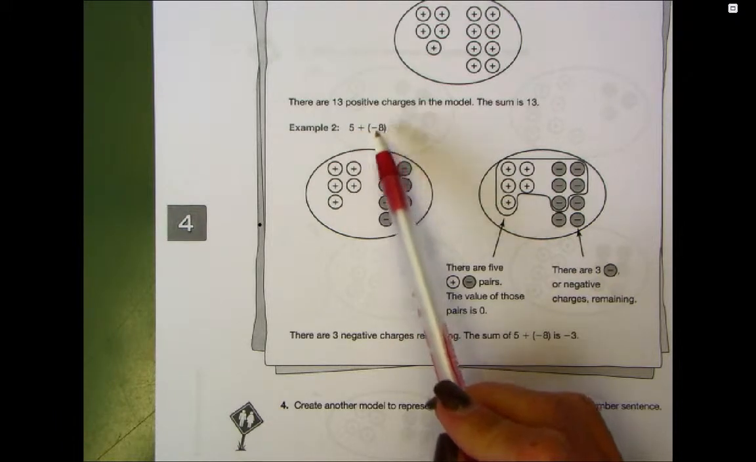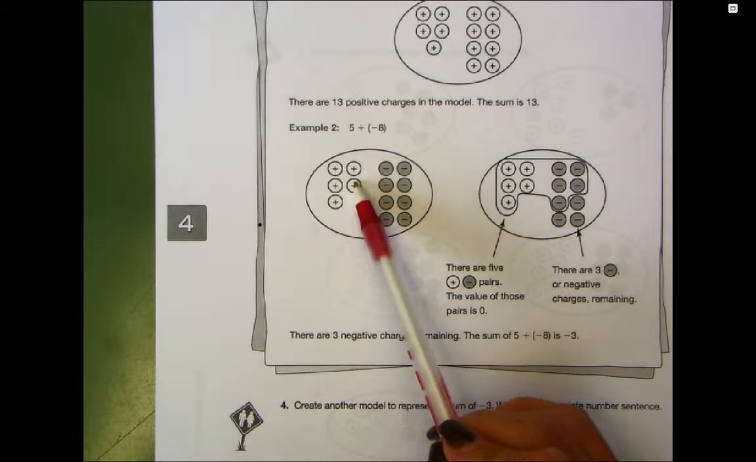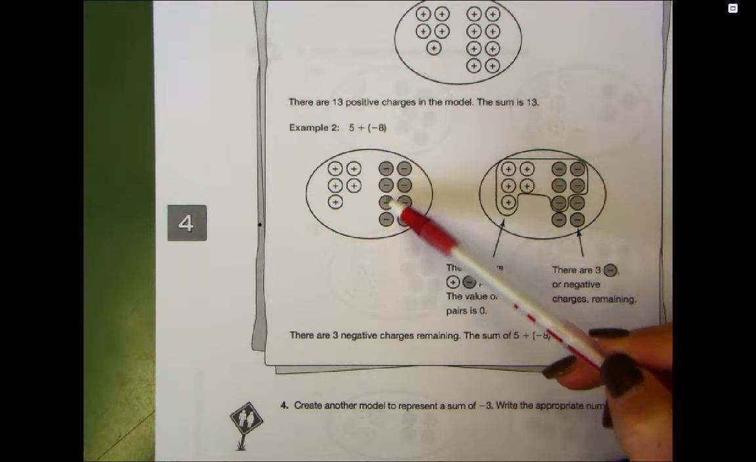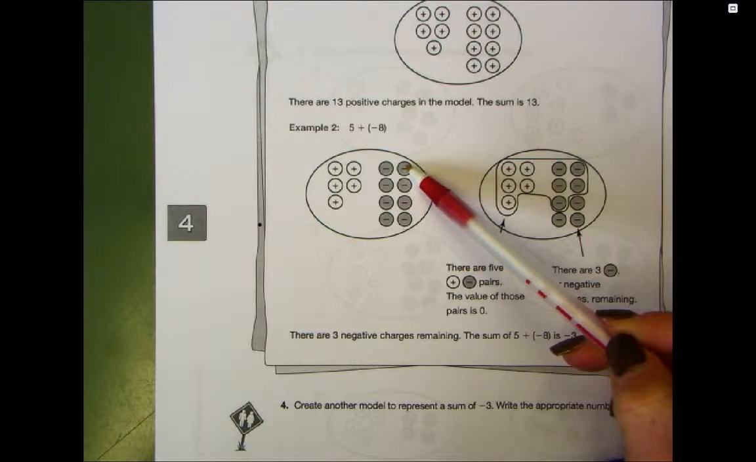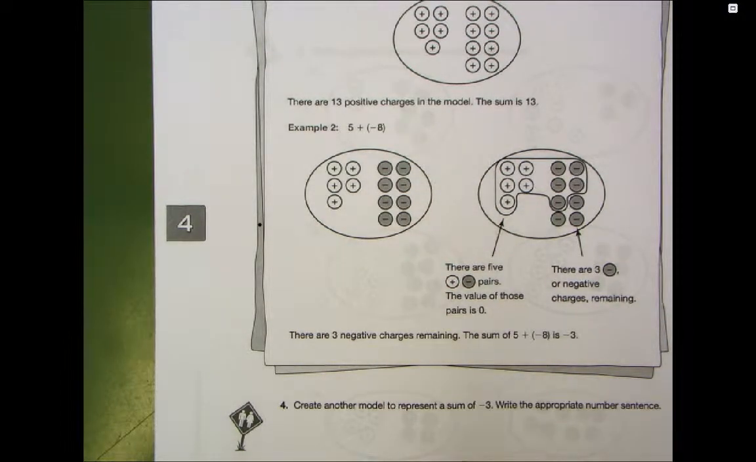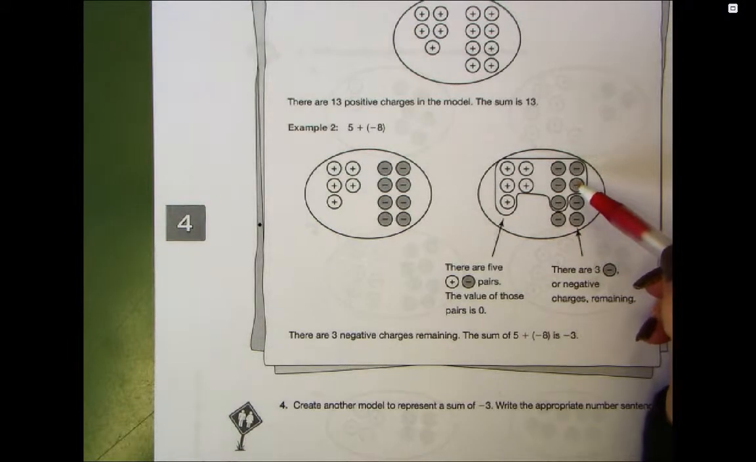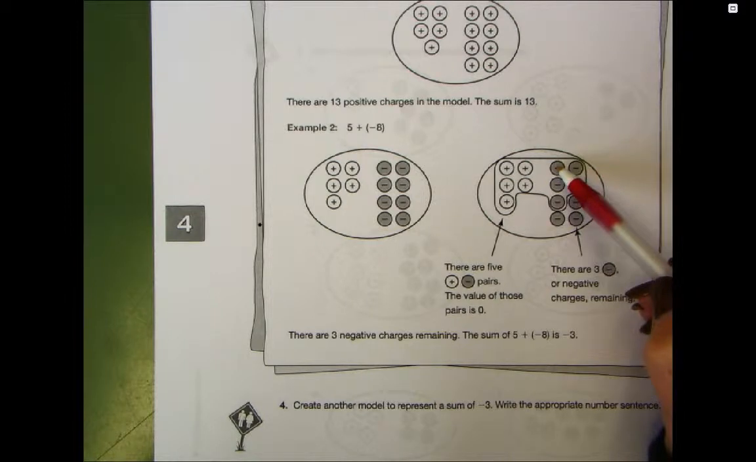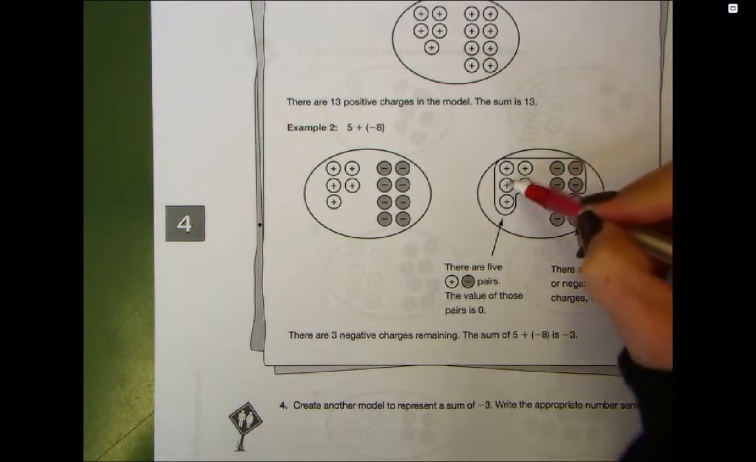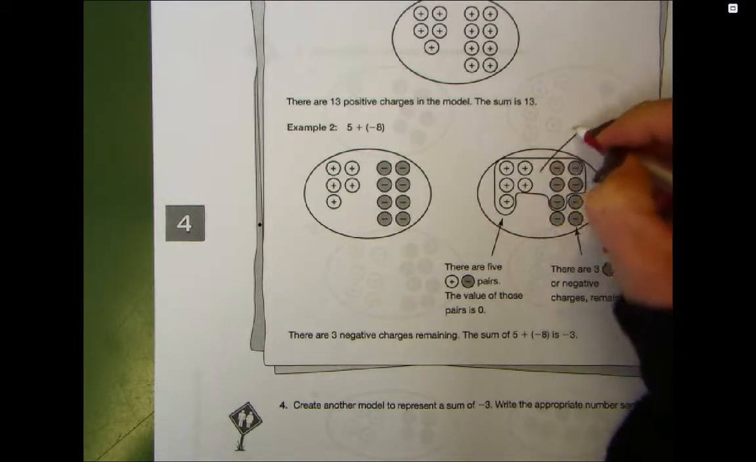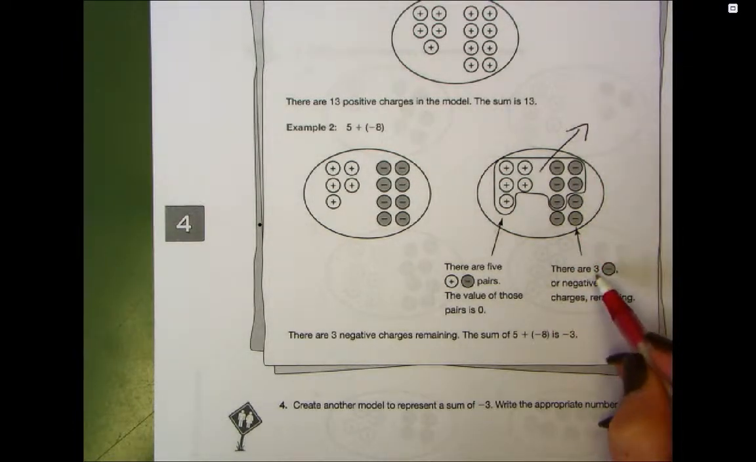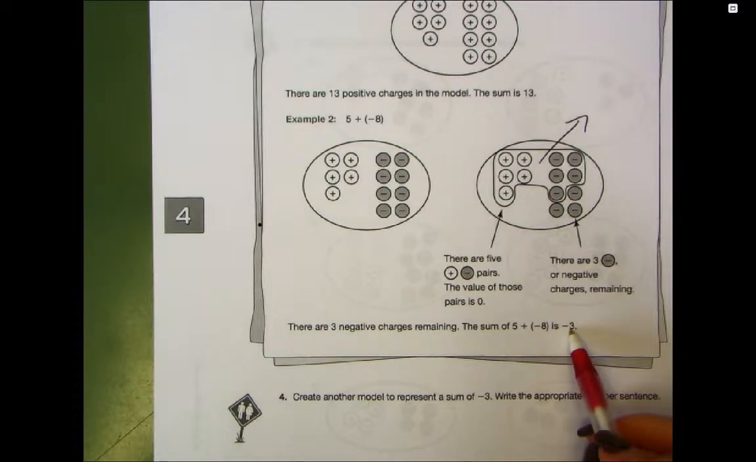So let's try another model. Here we're going to use negatives and positives. So I have 5 positives. I'm adding to my circle here 8 negatives. Now I need to try to get the solution. Well, I know every time I have a negative and a positive together, it gives me 0. So I can take the 5 positives and I can take 5 of the negatives. I know that gives me 0. So if I remove them off of this circle, what's still left? I would still have 3 negatives left, which means my solution is negative 3.